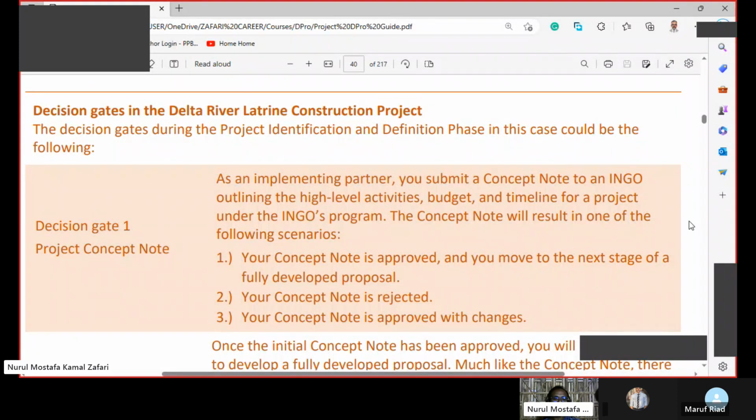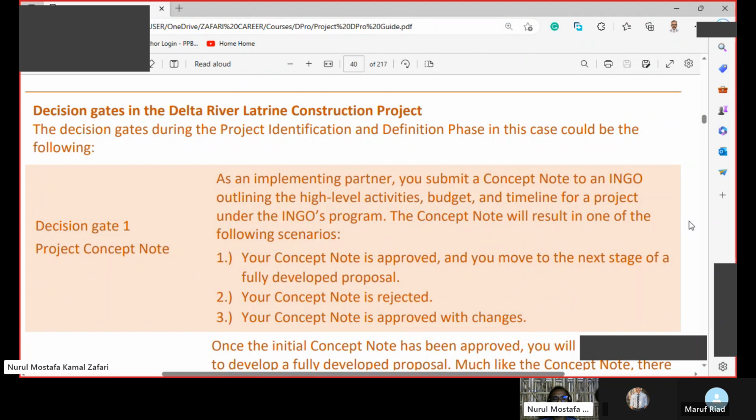Now, decision gates in the Delta River latrine construction project. Earlier, I told you clearly that we have to take the Delta River latrine construction project as a living example throughout this DPro guide and in our exam too. So let's look at this. The decision gates during the project identification and definition phase in this case could be the following. Now we are putting this decision gate example within the scope of the Delta River latrine construction project.